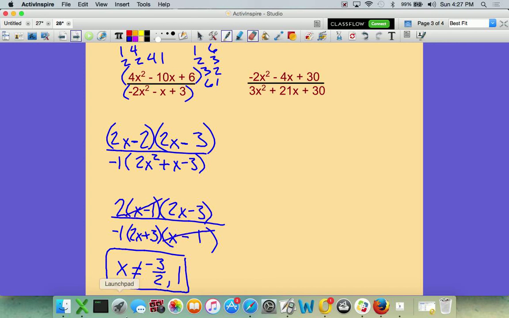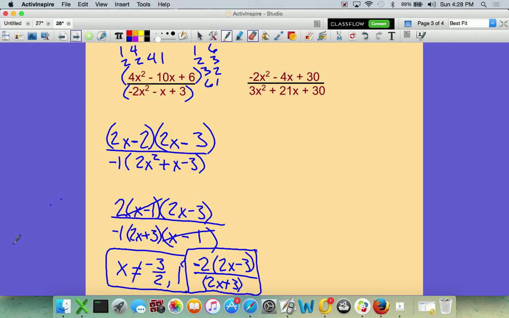Cross off the x minus 1s. We would have 2 times 2x minus 3 over, and because I've got 2 divided by negative 1, I'm going to move this negative up here. It's not going to change anything. On the bottom, 2x plus 3. Remember, that's still in parentheses there, so we can't cross anything out. So fully simplified is this answer right there. Okay, moving on to the next one.